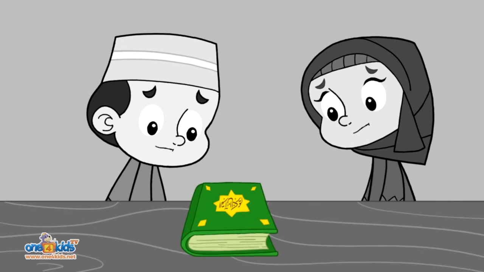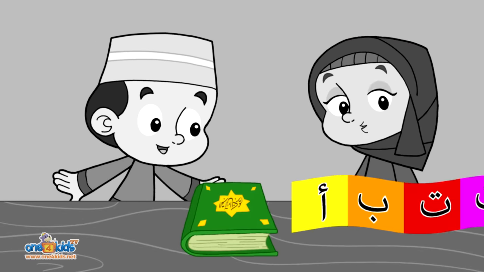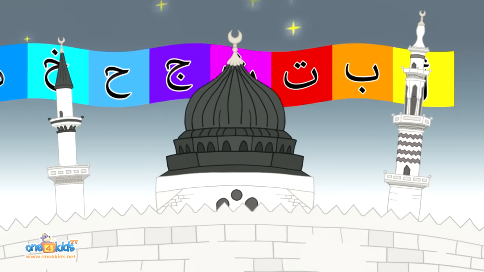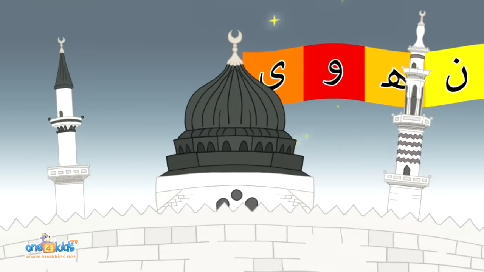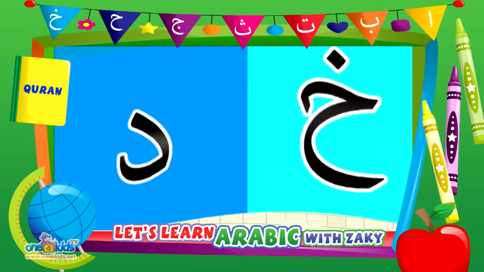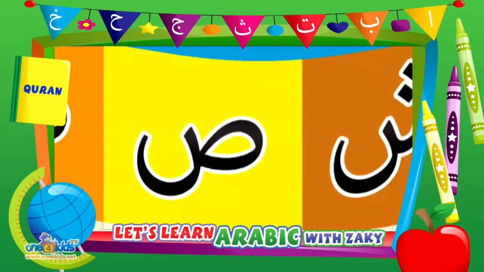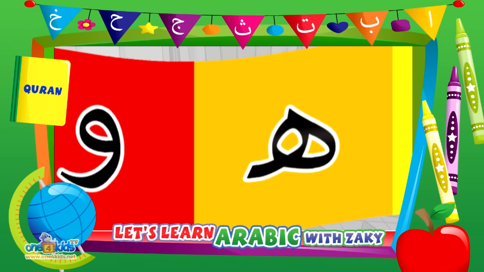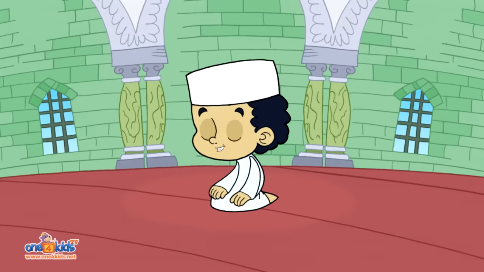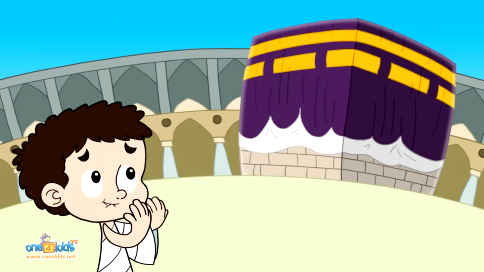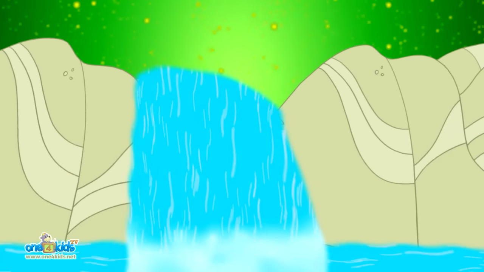We're learning the Arabic alphabet so we can read and learn Al-Quran, Al-Quran, the language of our beloved Muhammad, last prophet sent from Allah. It goes Alif, Ba, Ta, Tha, Jim, Ha, Kha, Dal, Dhal, Ra, Zain, Sin, Shin, Sad, Dad, Ta, Zha, Ain, Ghain, Fa, Qaf, Kaf, Lam, Mim, Nun, Ha, Waw, Ya.